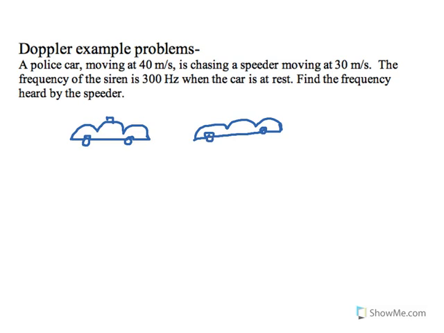And there's my speeder. All right, so this is going to be the police car, and I know that the velocity of the police car is 40 meters per second. And I know the velocity of the person inside the car is going to be 30 meters per second. Now, which one is your source and which one is your observer? Since it's the police car who's got the siren, this is actually going to be my source. So the police car is going to be the source, and the guy being chased is going to be the observer. And he's moving at 30 meters per second.